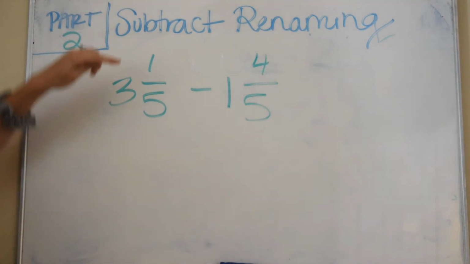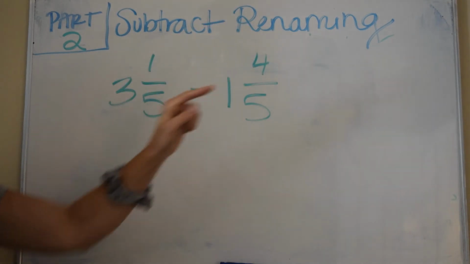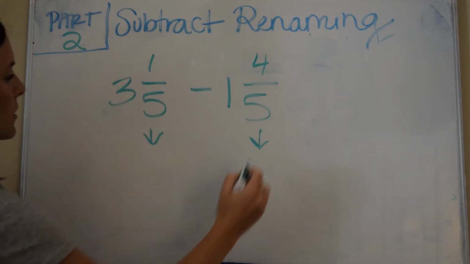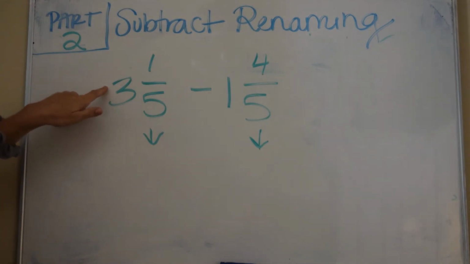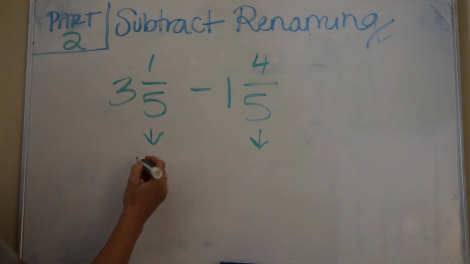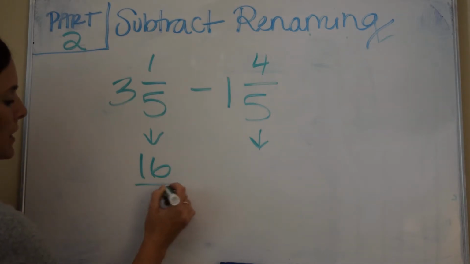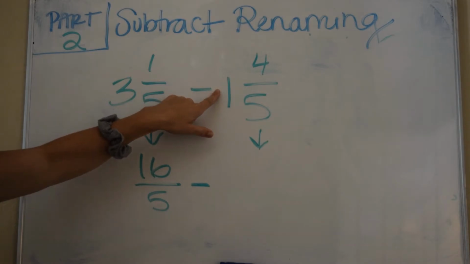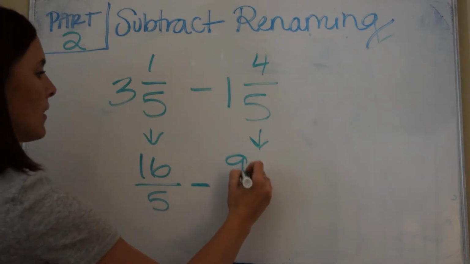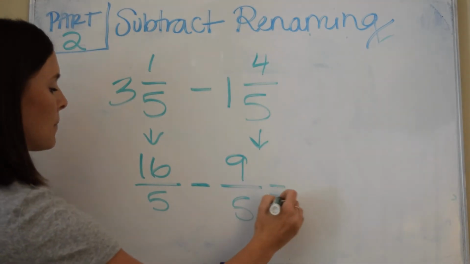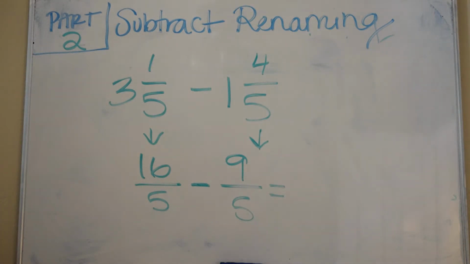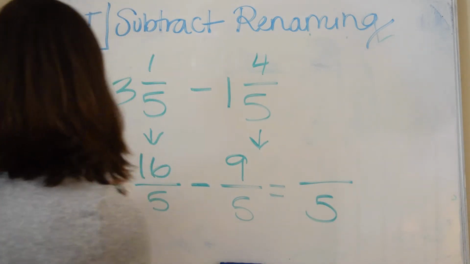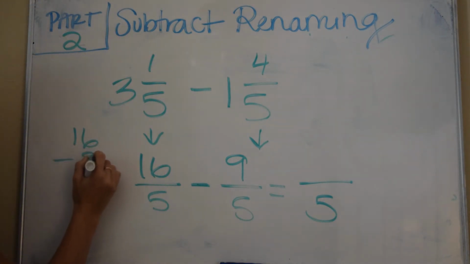Okay. All right, I can't do 1 minus 4, so we're going to use those operations and get some new fractions. 5 times 3 is 15 plus 1 is 16. So my new numerator is 16 and 5 stays. 5 times 1 is 5 plus 4 is 9. Now I have 9/5 over here. And now I can subtract, right? So my denominator stays. I have 5. And then over here I'm going to do 16 minus 9.